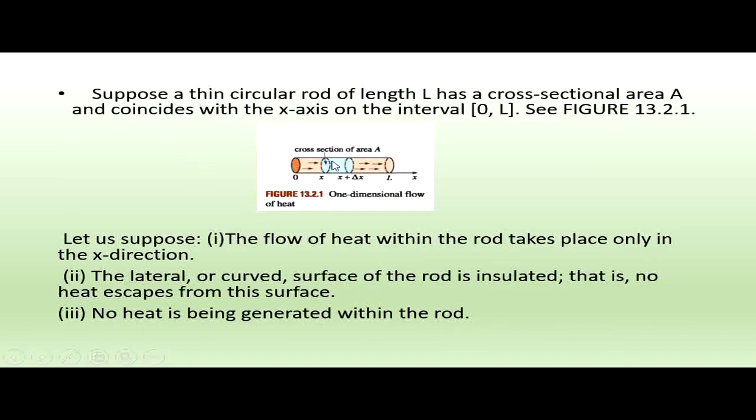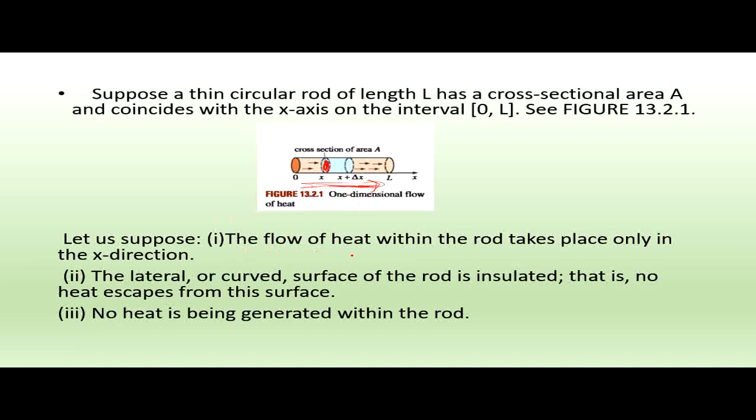Now this is the figure of case 1. Suppose that a thin circular rod of length L, total length in the x direction is L, so the left end is considered 0, right end is L, total distance L, has a cross sectional area. This area is the cross sectional area, right? And that coincides with the x axis on the interval 0 to L. It's given here, right? Suppose that the flow, so some assumptions. The flow of heat within the rod takes place only in this direction, x. Some assumptions have to be made to solve this problem.